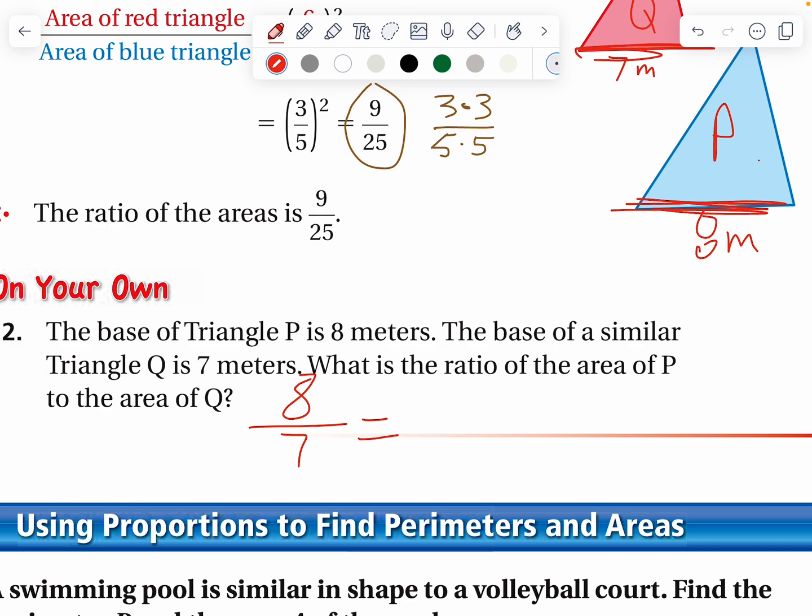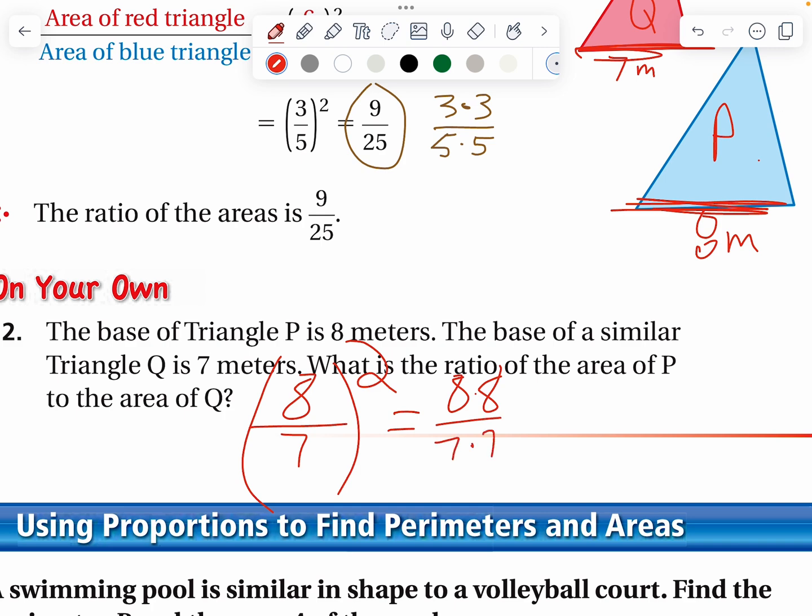It's okay. So the ratio of the, oh wait, no, I'm sorry. I forgot something. My bad. Area is always squared. Forgot about the squared. Area, squarea. So that means we got to square the 8. That's 8 times 8. And the 7.